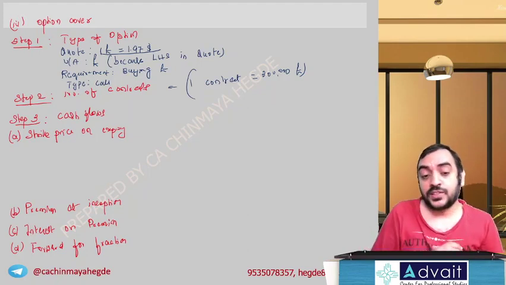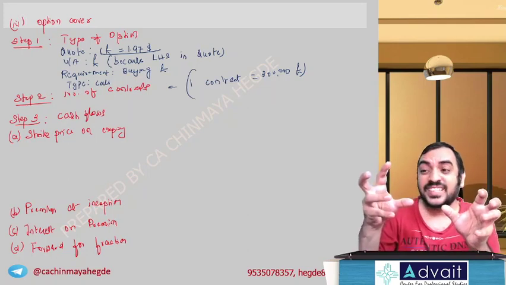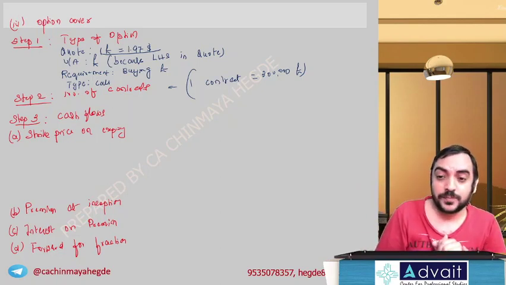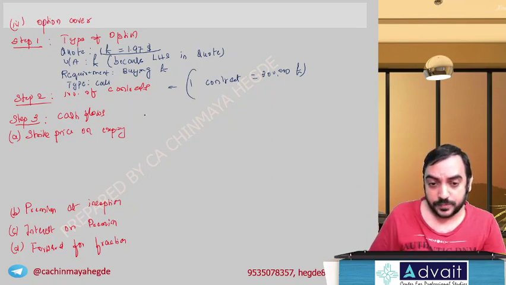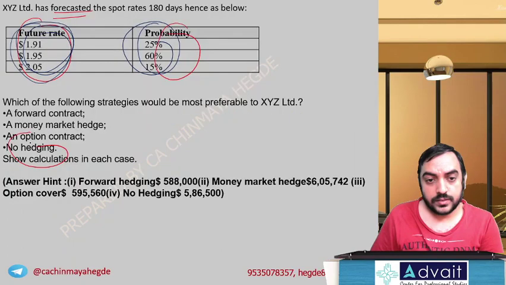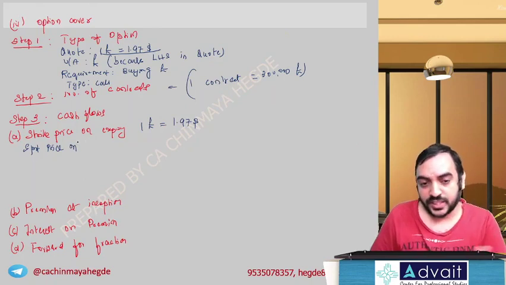We have the expected price. So we should know, don't take the strike price blindly. Take the strike price, compare it with the expected spot price, then decide whether the option will be exercised or not. So the strike price is 1 pound equals $1.97. What is the expected market price? Let's do what all is there. Future rate, that is, expected spot price on expiry.